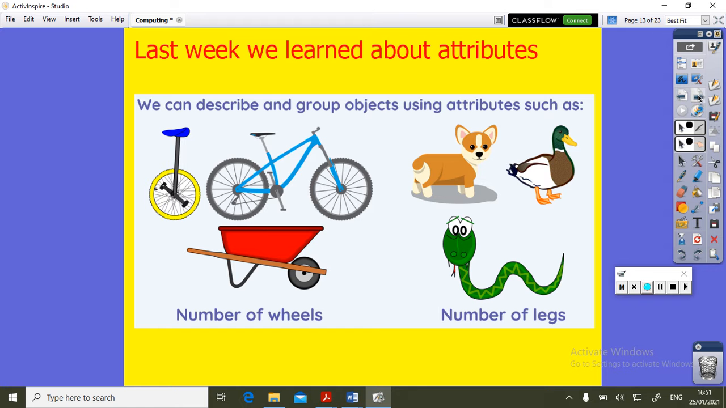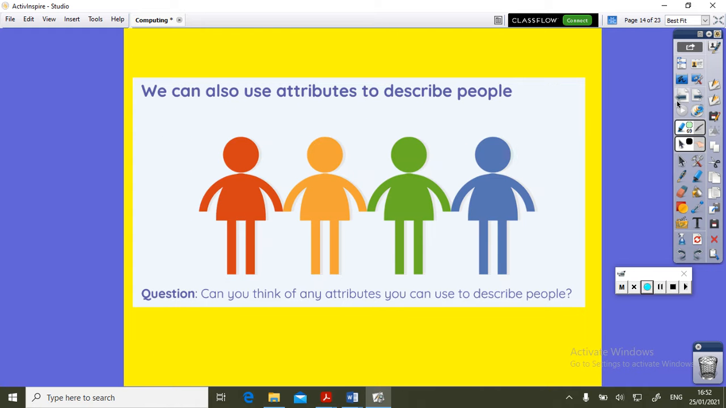So let's quickly remind ourselves what we've been learning so far, so we can describe and group the objects using attributes such as number of wheels, or we could be looking at number of legs on this picture. So number of wheels here, there's a unicycle, there's 2 here, and there's 1 unicycle there, but these animals don't have any wheels, so we have now grouped the objects based on the wheels, and this group based on the number of legs.